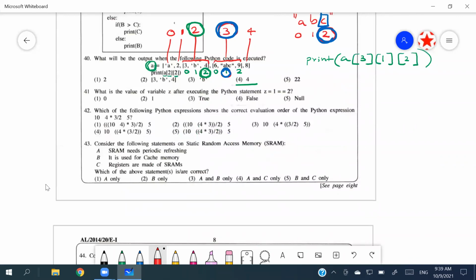So starting from the 42nd. Which of the following Python expressions shows the correct evaluation order of the Python expression? So it has, oh my God, are we missing anything over here? Yes. Some operators are missing in our paper. Hold on, people. I have to refer to the book for this. What is there? 214, 32nd question.